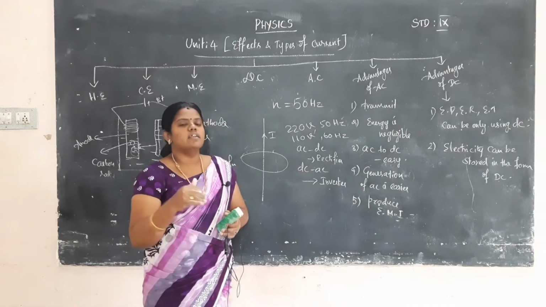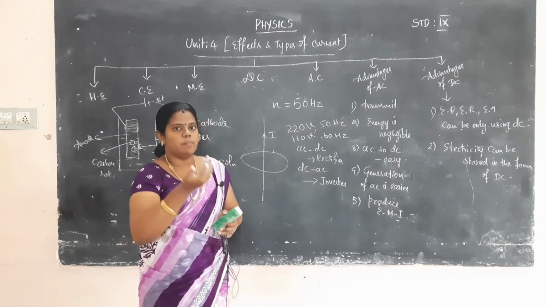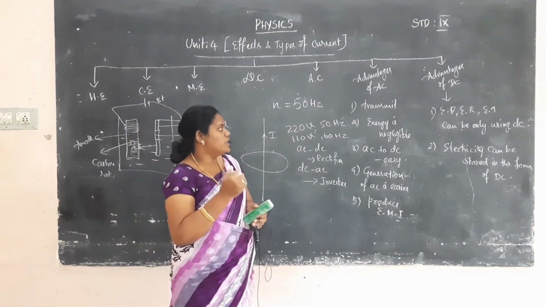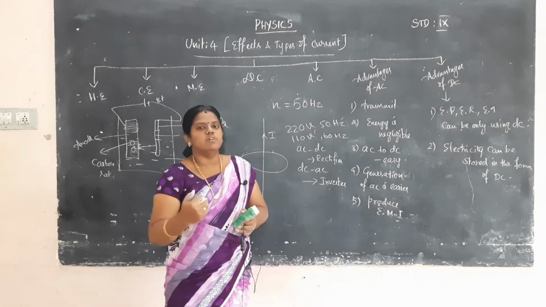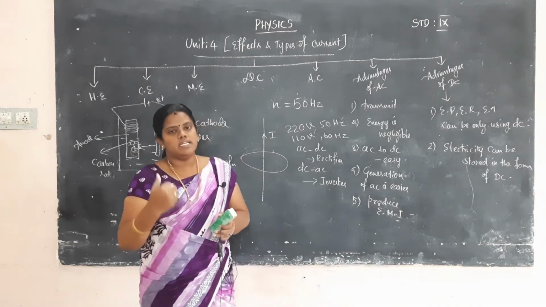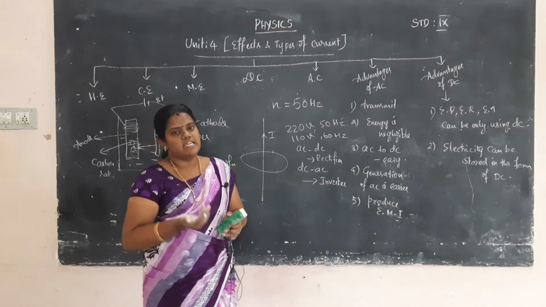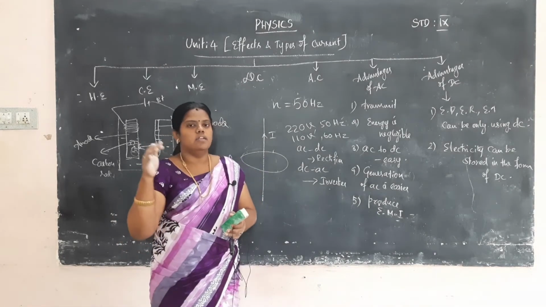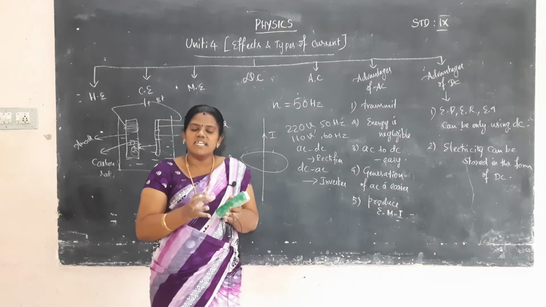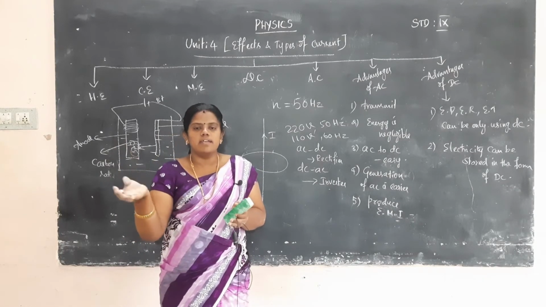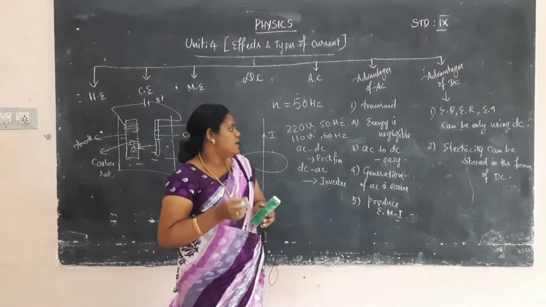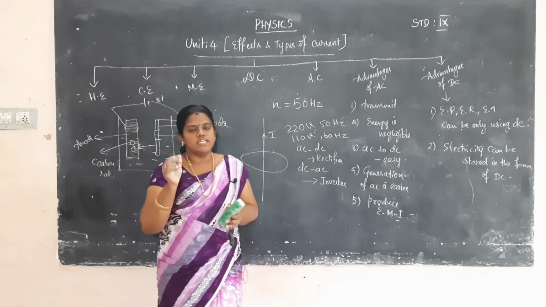Alternating current can be easily transmitted from one place to another with less energy loss. Third, converting AC into DC is very easy, because the alternating current in the home supply can be stored easily in a battery. So alternating current can be easily converted into direct current. And generation of AC current is also easy.